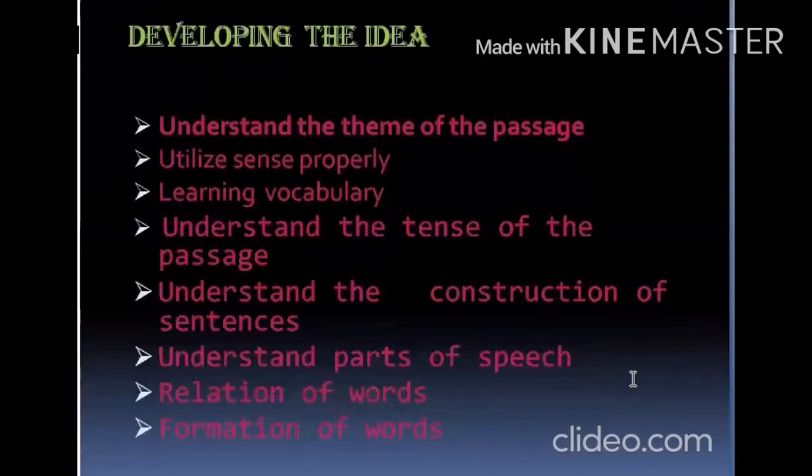Formation of words means, as you have seen in the previous example, I showed drive and changed it into driving. So this is called word formation. Suppose die is a verb, death is a noun, and dying is an adjective. This is called word formation. So you have to learn the skill of word formation. And when you have learned all these items, then it will be very easy for you to complete cloze test with clue and cloze test without clue perfectly.